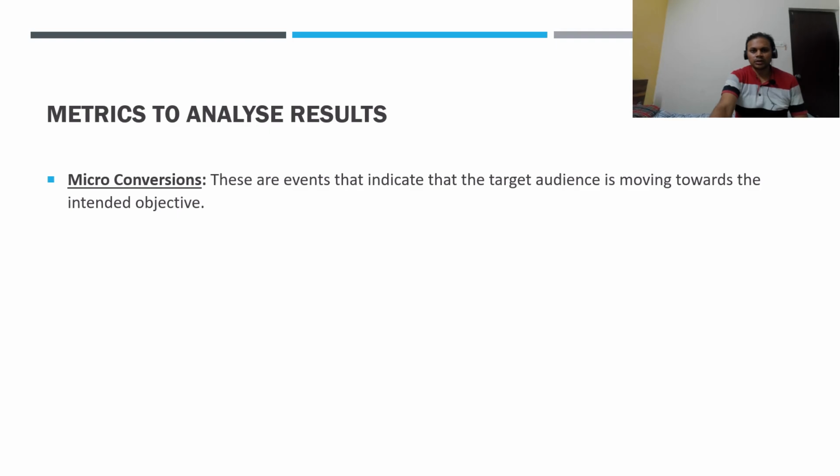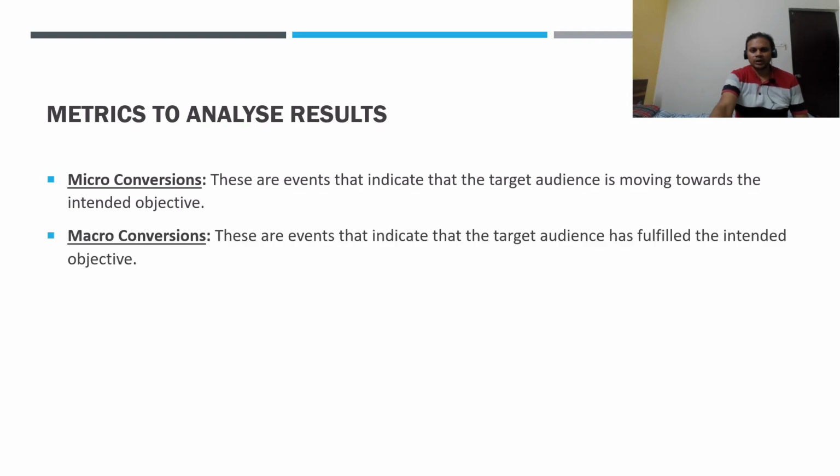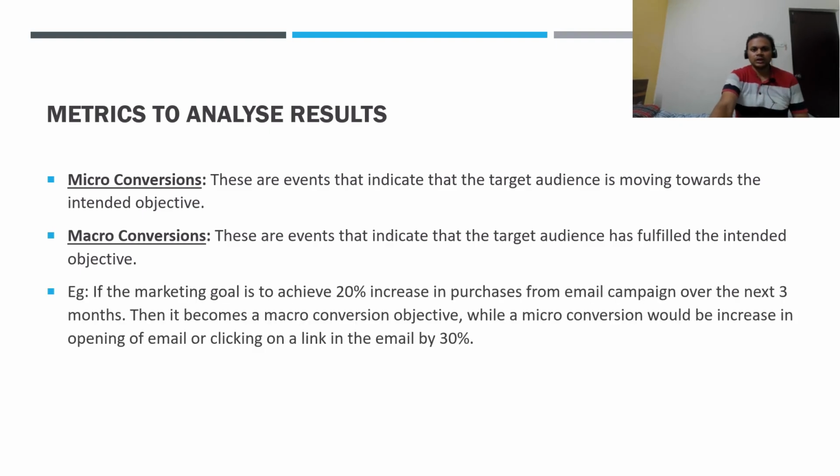Specifically, let's start off with micro and macro conversions. Micro conversions are basically events that indicate that the target audience is moving towards an intended objective, whereas a macro conversion is an event that indicates that the target audience has fulfilled the intended objective. So, for example, let's say you want to increase your sales purchases by, say, 20%. Now that's your larger marketing goal or business goal. So this is like a macro conversion. It's the overarching objective.